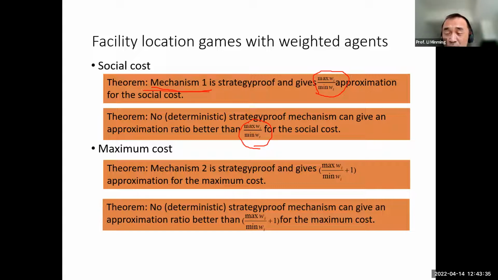So this is the best. Mechanism 1 is best. Mechanism 1 basically ignores weight, right? Median agent only. And then we also show that mechanism 2, which is the leftmost point mechanism, is a max over min plus 1 approximation. You see that in these two results, when weights are the same, this one is optimal, right? 1 over 1. And then this one will be 2, right? Because when weight is the same, this division will be 1 and plus 1 becomes 2. So it's a 2 approximation. That matches our earlier discussion, right? Okay, and then we show that nobody can do better than this still.